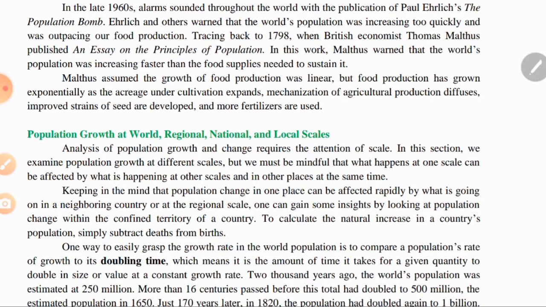Ito yung hindi inaasahan ni Malthus. Because yun nga, nagkakaroon na din naman ng research when it comes to crop production. At yun nga, hindi nagkatotoo yung prediction ni Malthus. Because countries are not closed systems. And Malthus did not foresee yung kakayahan ng globalization.